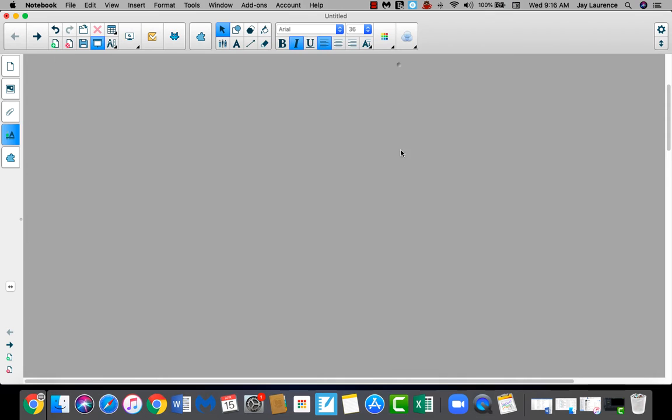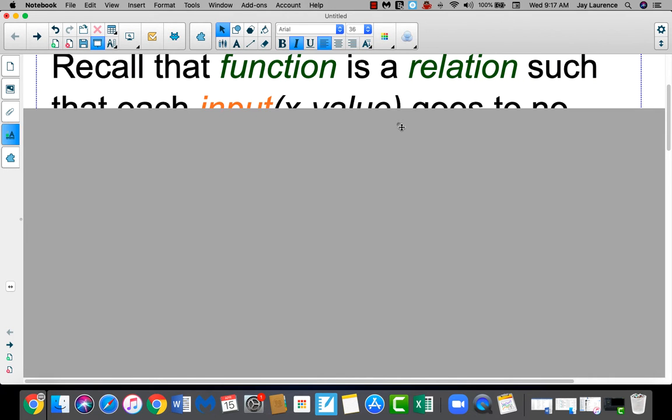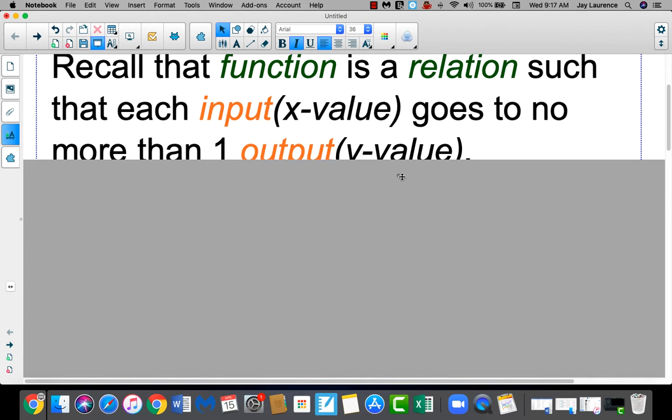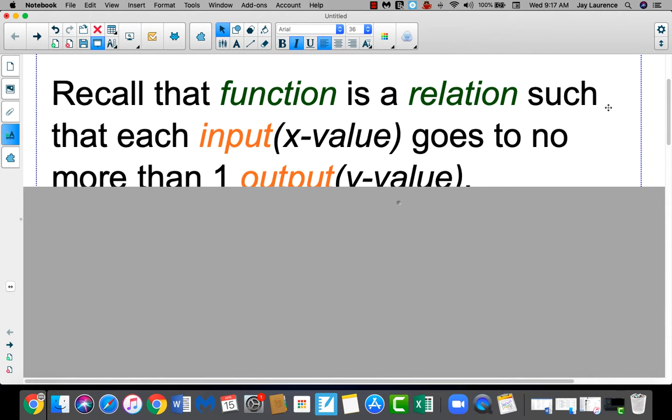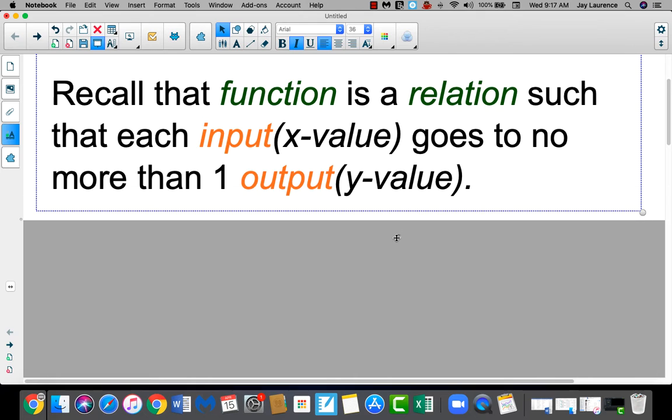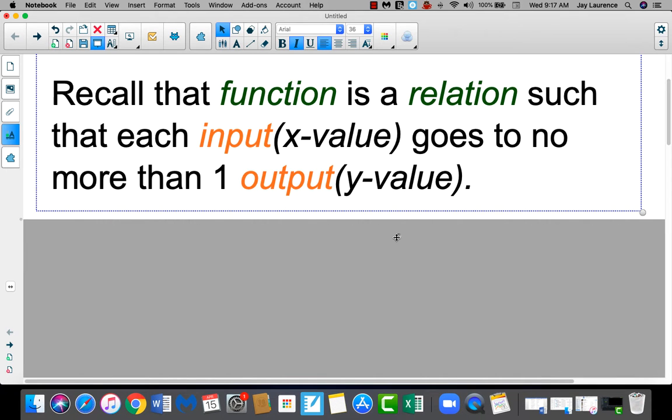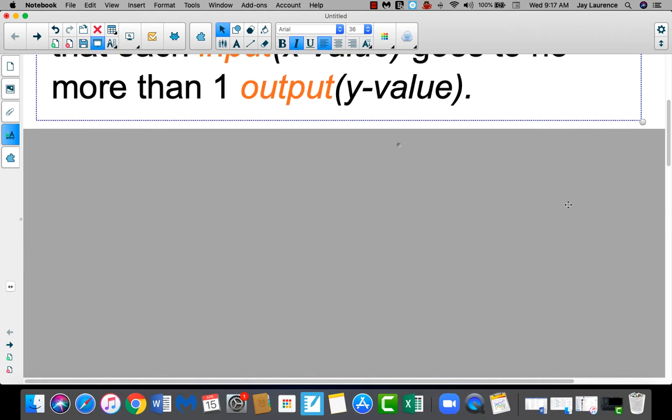Recall that the definition of a function: a function is a relation such that each input, or x value, goes to no more than one output, okay? You need to know that definition. That will serve you very well in algebra next year and beyond.